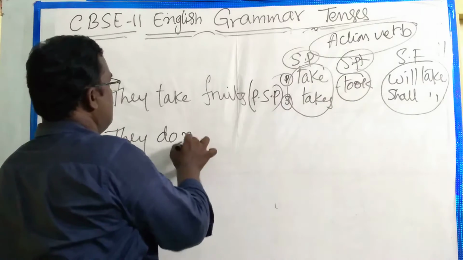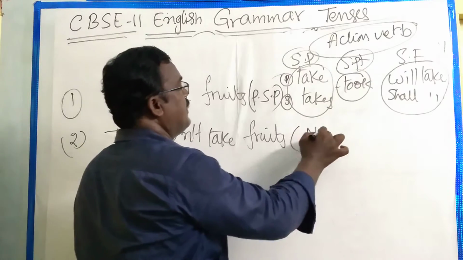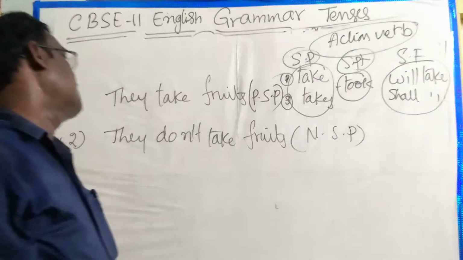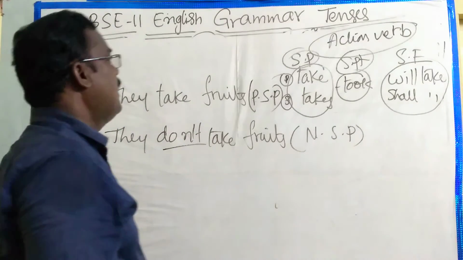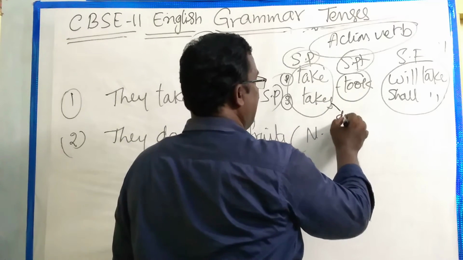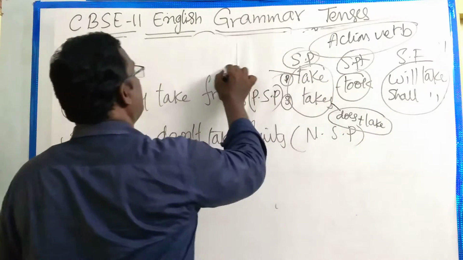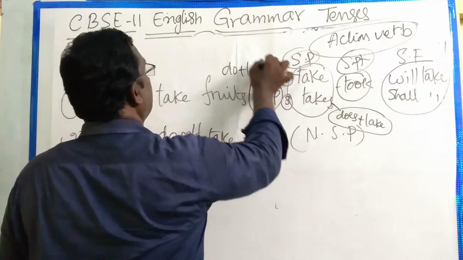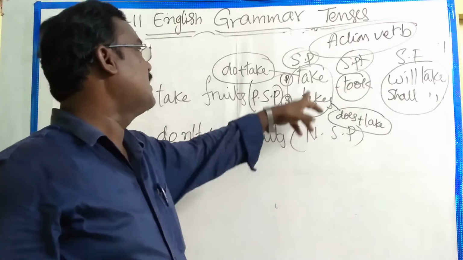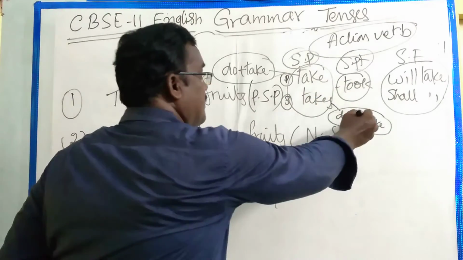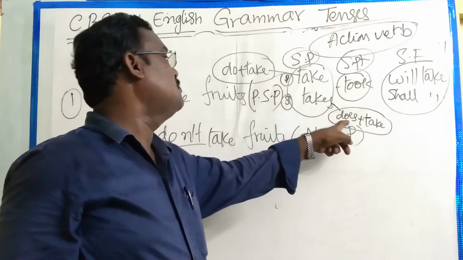They don't take fruits. This is negative simple present tense. Negative, don't take fruits. Negative simple present tense. Here also, takes is equal to does plus take. You have to divide. Take is equal to do plus take. In this way, every verb in the English language, first verb, plural verb, do plus take; singular verb, does plus take. That means, do take, does take. This plural verb only we have right after do, does.